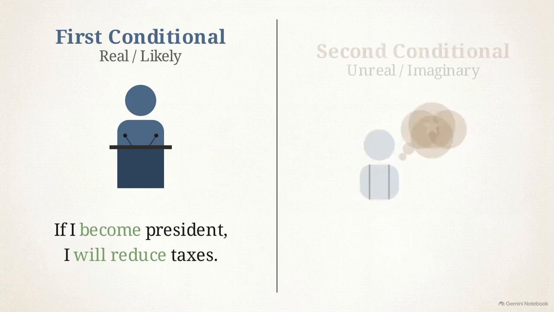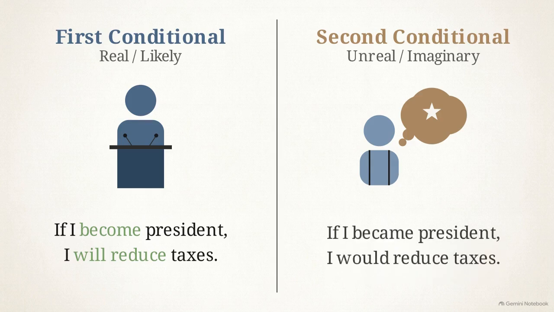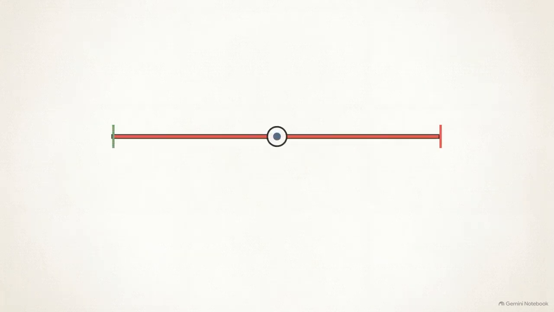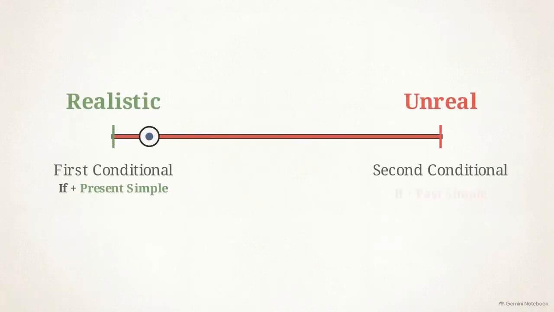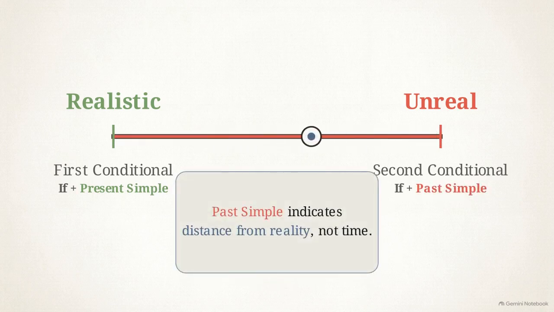Now look at the right side. If an ordinary student dreams about the future, it is hypothetical. They use the second conditional. If I became president, I would reduce taxes. Your choice between the first and second conditional depends entirely on how realistic you believe the situation to be.